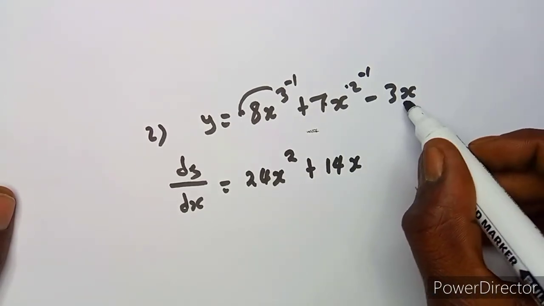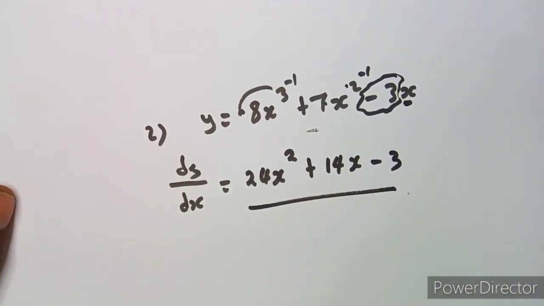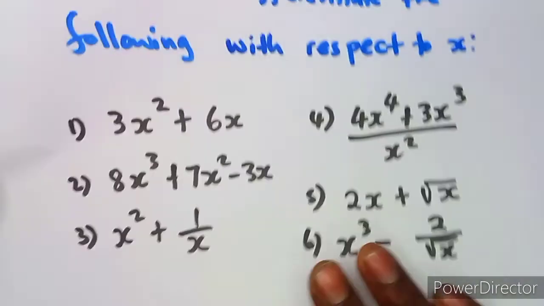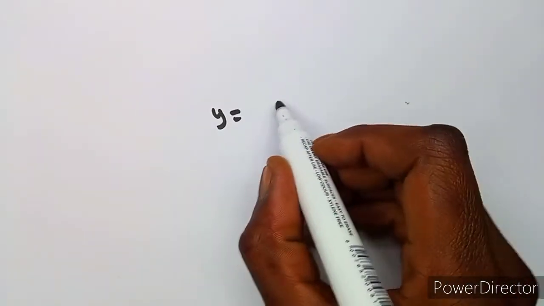Then this is a linear expression, so I'm just going to take the coefficient of x, which is minus 3. So just like that, this is my derivative. So many questions that we can have. What about this question 3 here? How am I going to do this one?